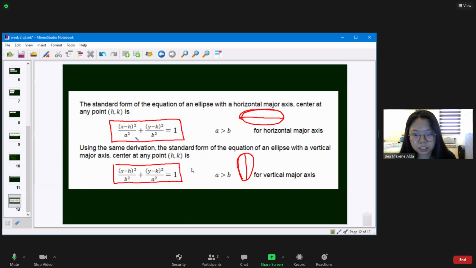So, as you can see, if we want to compare, yung mas malaki or yung a nasa horizontal, yung a nasa left side or yung nasa baba ng x. Tapos sa vertical, yung a nasa ilalim ng y. So, if you want to use that, you can, in order to remember which ellipse you encounter, whether the horizontal or the vertical one. And there we go. That's it.